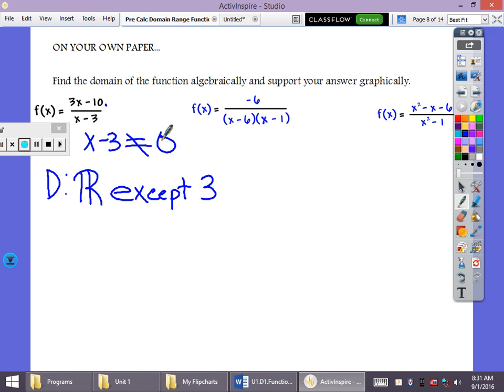You follow? All right. Looking at the next one, it's going to be all real numbers, but 6 and 1. All real numbers, but 6 and 1. And this last one down here, again, this came directly from your warm-up today. So all real numbers except positive 1 and negative 1. Good job.